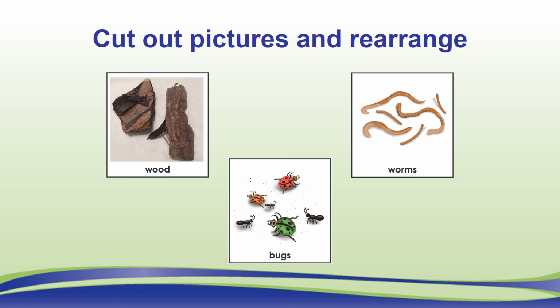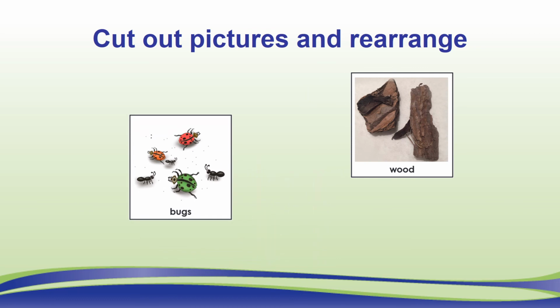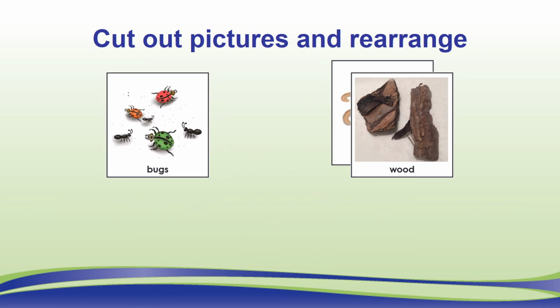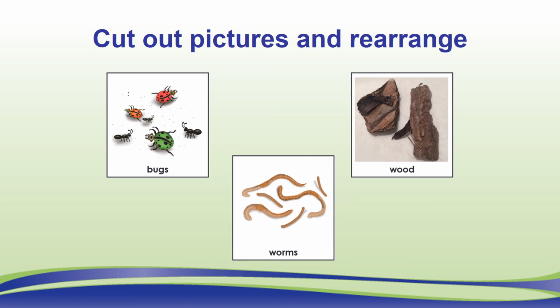You can also cut the pictures out and rearrange them to make sure the child isn't just picking the one that's first or middle or on the right. Some children will gravitate toward one side or another of the paper and always point to a certain side. By cutting and moving the pictures, you can be sure that the child is choosing what he or she really thinks is the right answer.